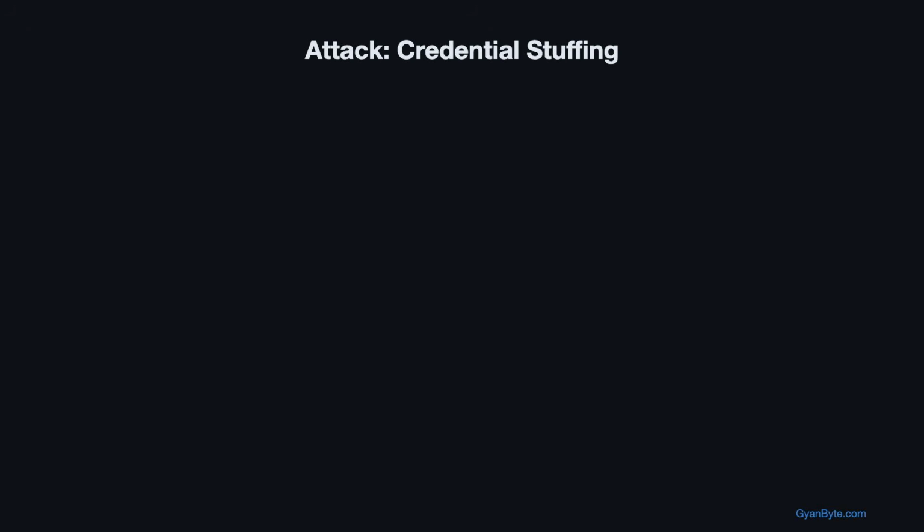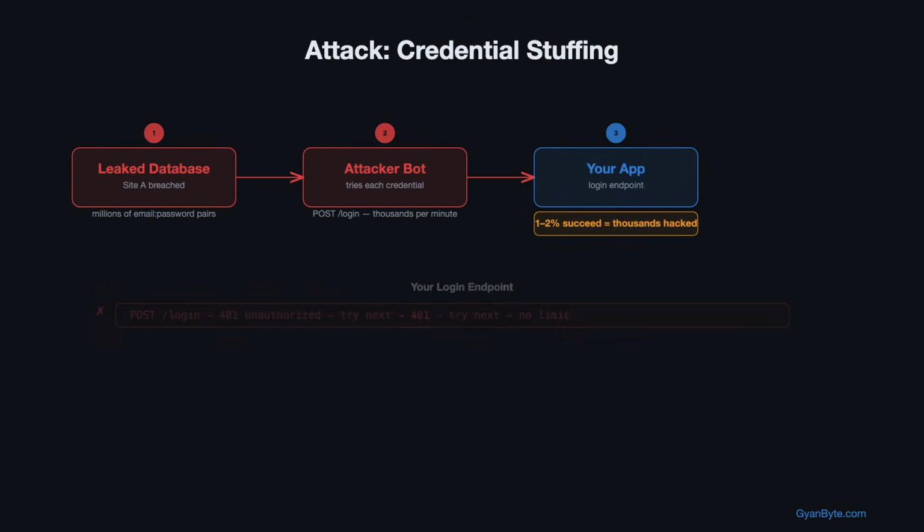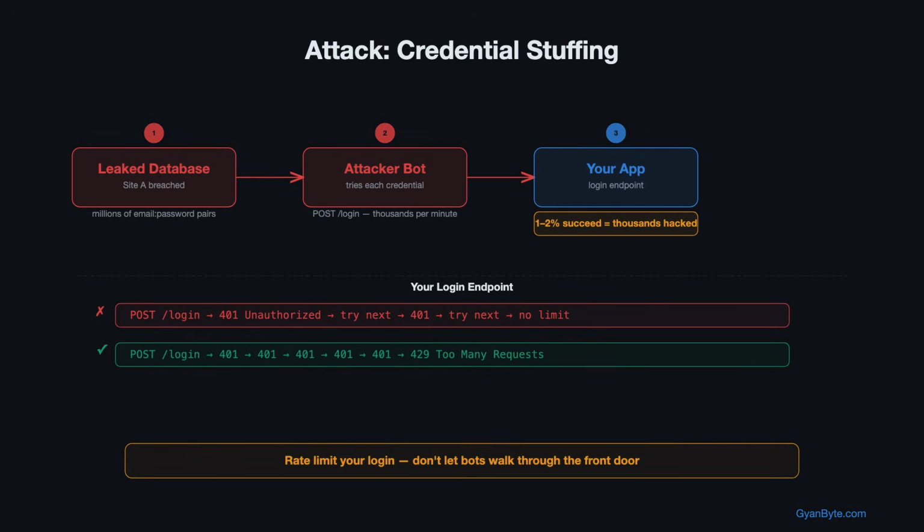Let's consider some other company gets breached. Millions of email password pairs leak online. An attacker feeds them into an automated bot that tries each one against your login page. And it works because users reuse passwords. Even a 1% hit rate means thousands of accounts get compromised. If your login has no rate limiting, the bot walks right in. Add a 429. That's the code for too many requests after 5 failures.